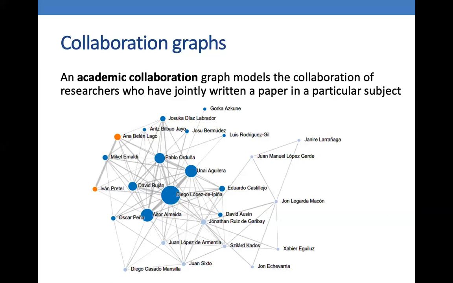Okay, so we can see here that Diego Lopez de Opinia has written a lot of papers, and he is connected to a lot of researchers like Unai Aguilera or Pablo Orduña, or let's say Jonathan Ruiz de Garibay. And it basically means that Diego has collaborated with these researchers in writing a paper. Okay, and we can see here Gorka Ascune. So we are basically saying that Gorka has only collaborated with one researcher, which is Diego.